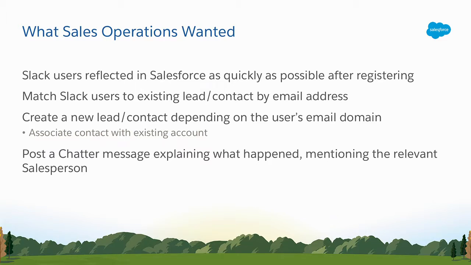What our sales operations team actually wanted was live notifications as users registered for the Slack channel. And to be able to look into Salesforce for a match on email address and just tag an existing lead or contact. And then if I have to create a new one, to actually look at the incoming user's email domain and do a match there so that I don't create some disconnected lead. I actually create a contact on the correct account. And then, of course, we want to post a chatter message saying what's happened.